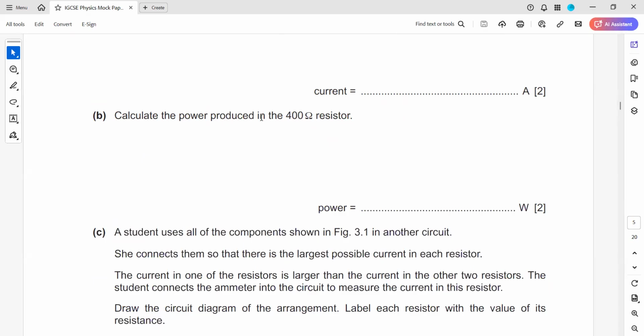Then we need the power. We just use a formula. We have the resistance and the current, so we can use the formula P equals I squared R. We know the current is 0.017 and the resistance is 400. So 0.017 squared times 400 will give us the power dissipated, which is 0.12 watts.